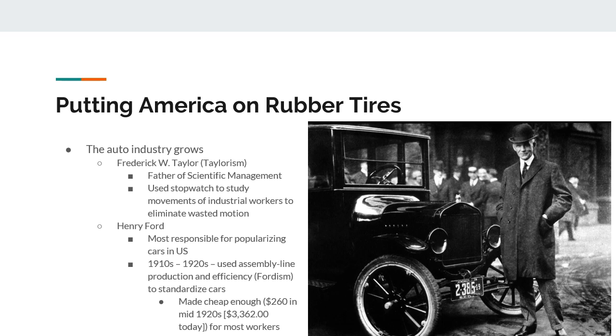It cost $260 in the mid 1920s to buy a car, which is equivalent to $3,362 today. That is still extremely cheap. You usually cannot get a used car for less than 8,000, a good quality used car. And these are brand new cars that are coming off the assembly line.